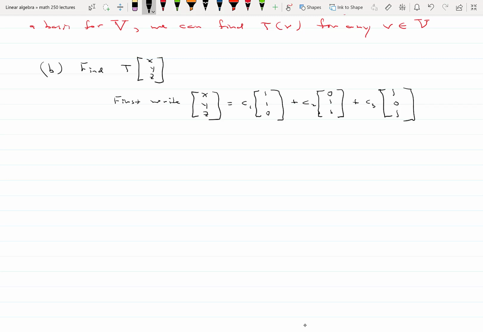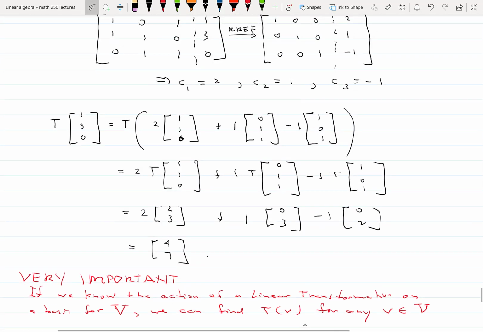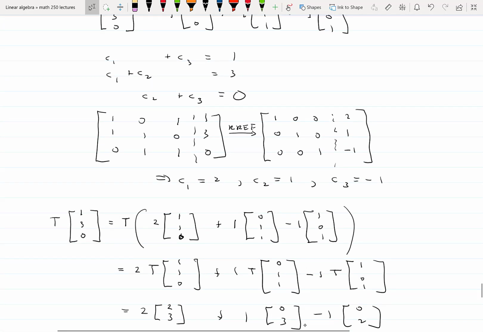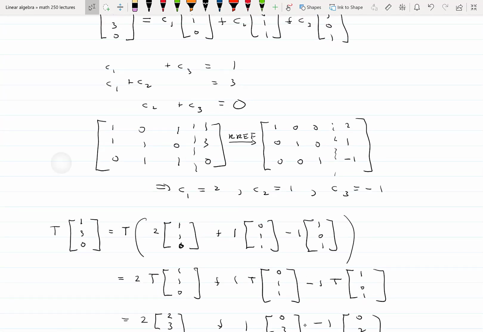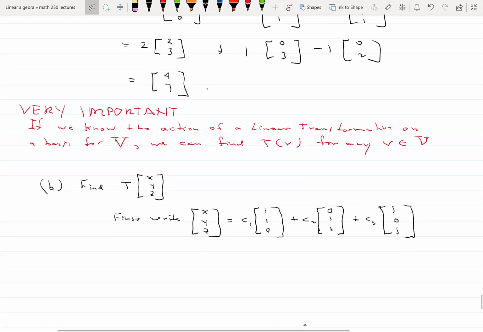Okay, so first, write x, y, z in terms of the basis vectors. How can I do that? Because that's what basis vectors do. Anything from the vector space can be written as a linear combination of them. We need the hard part here. We need to find C1, C2, C3. So this is going to transform into almost the same system that we had in the previous one, except the constants are not going to be 1, 3, 0. They're going to be x, y, z.